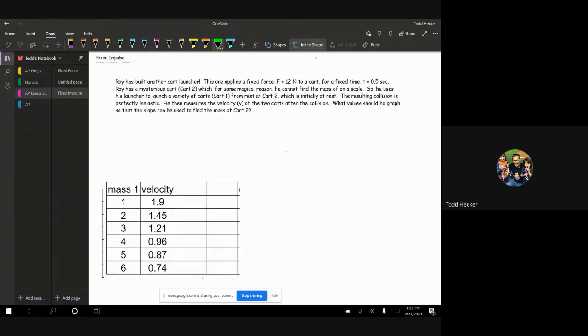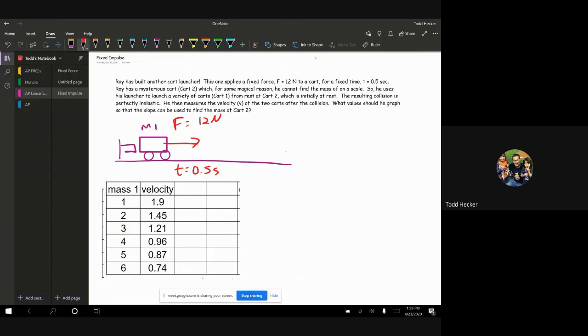We've got another launcher, all right? So this one applies a fixed force of 12 newtons for a fixed time of 0.5 seconds. So here's our little launcher. Here's our cart, cart 1. Oh, I turned on this ink to shape thing by accident. All right, so we're going to push this thing forwards with a force of 12 newtons for a time of 0.5 seconds. Hopefully you're thinking about change in momentum, right? All right.